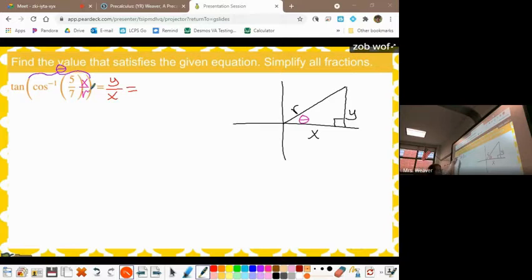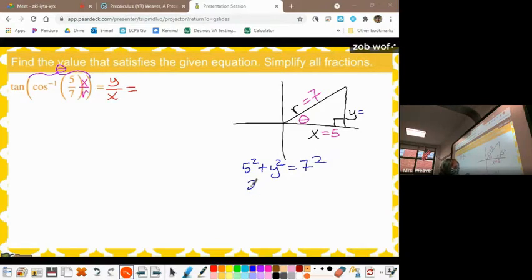Notice I wrote that x over r right next to the cosine value there. That means my x value is 5 and my r value is 7. And if I know two sides of a right triangle, we can always find the third side with the Pythagorean theorem, right? So let's use the Pythagorean theorem to find that y value for our triangle, that third side of our triangle. So I've got 5 squared plus y squared equals 7 squared.